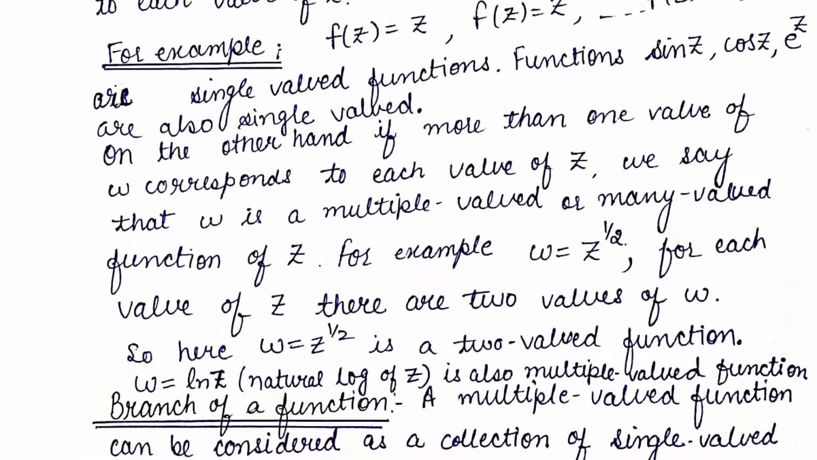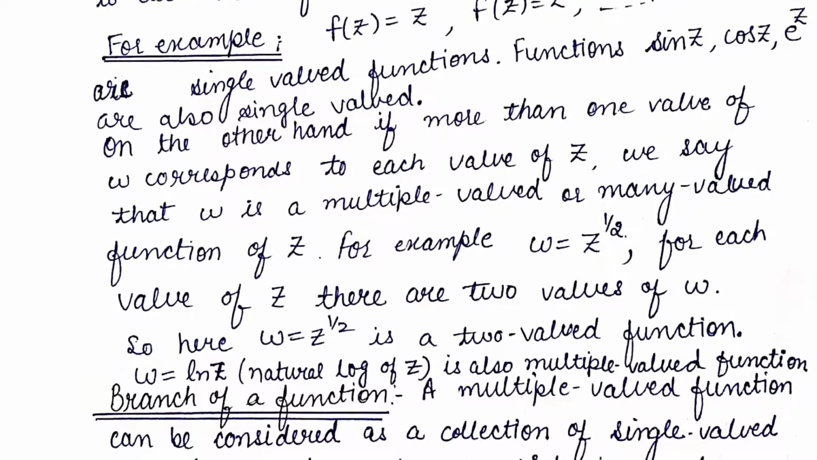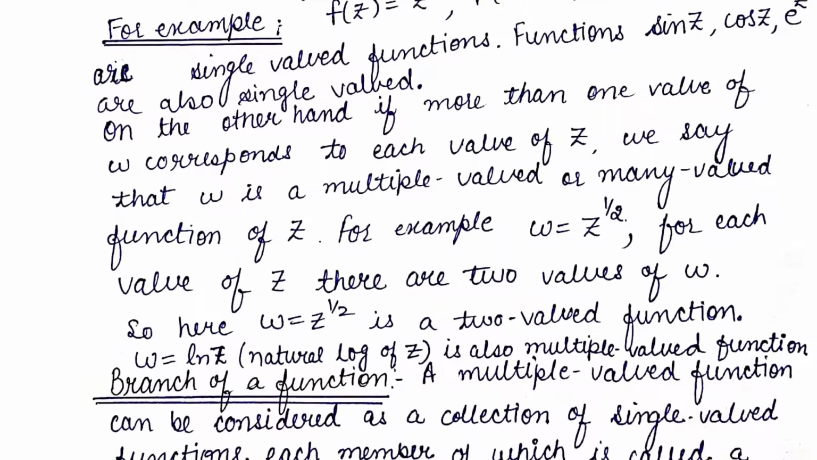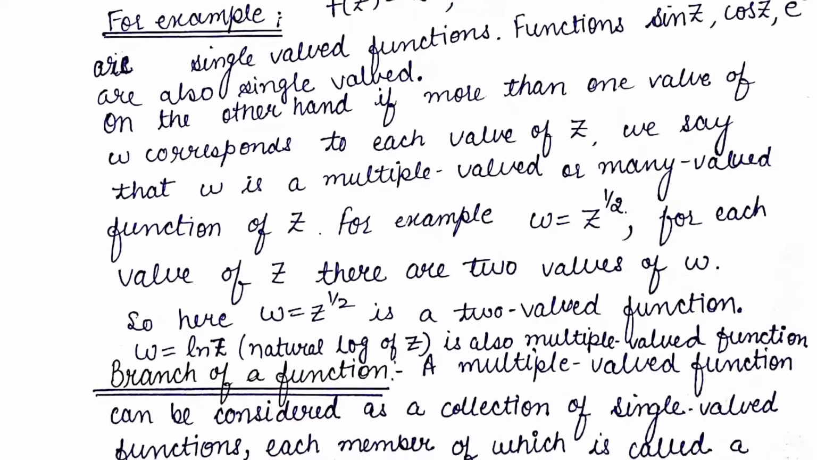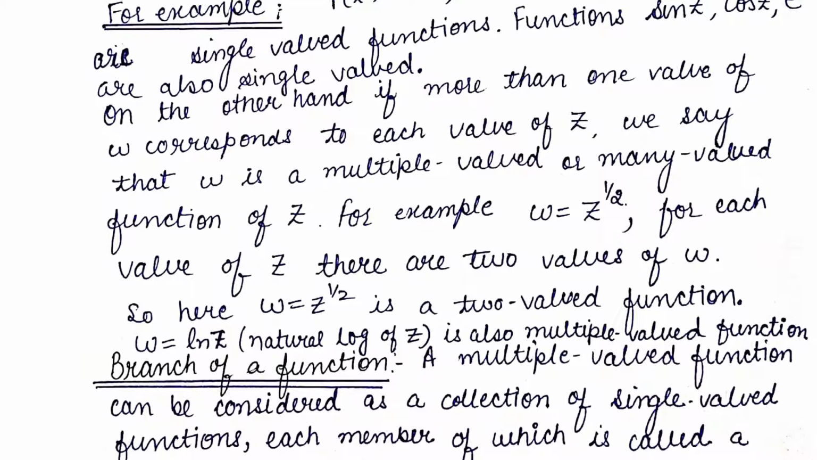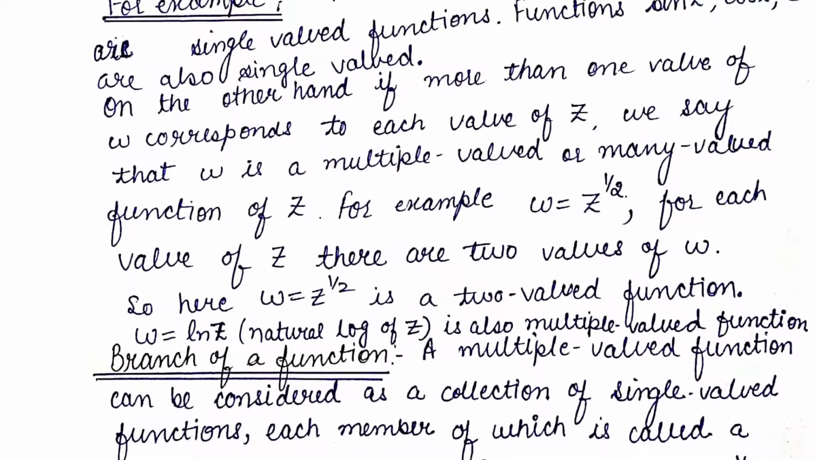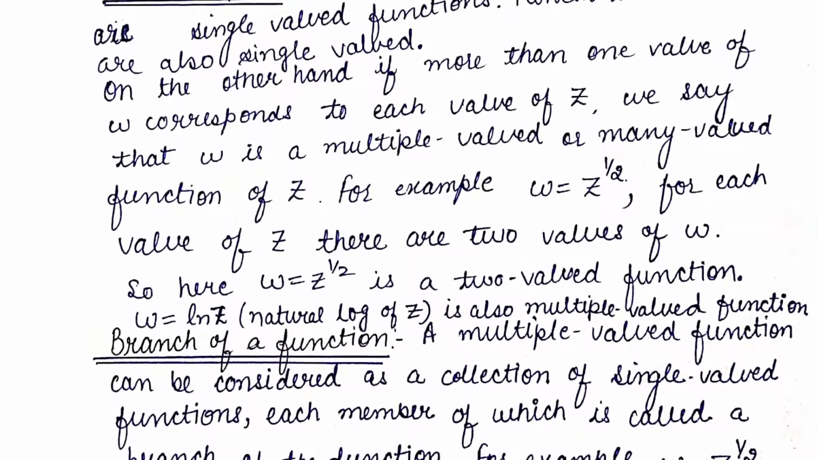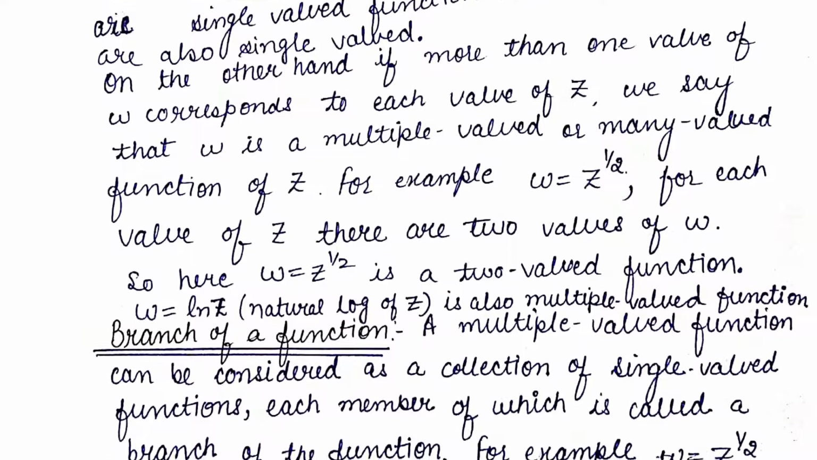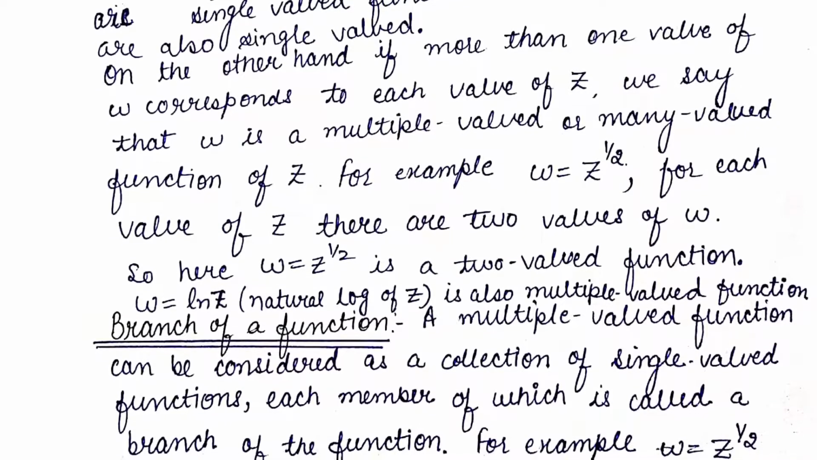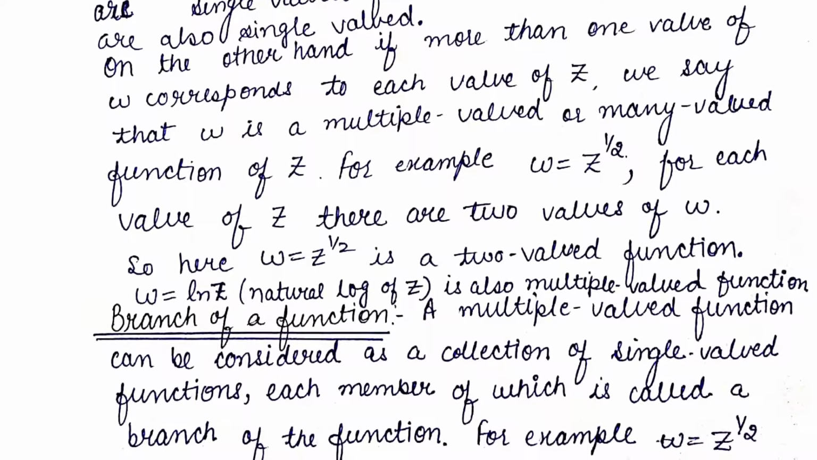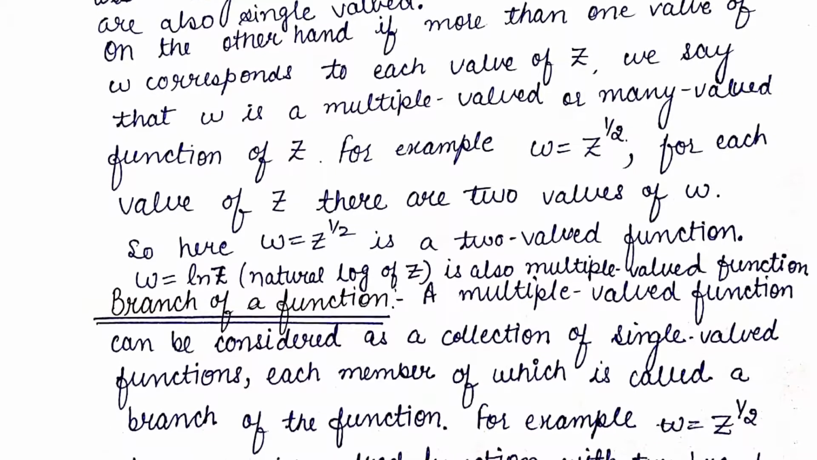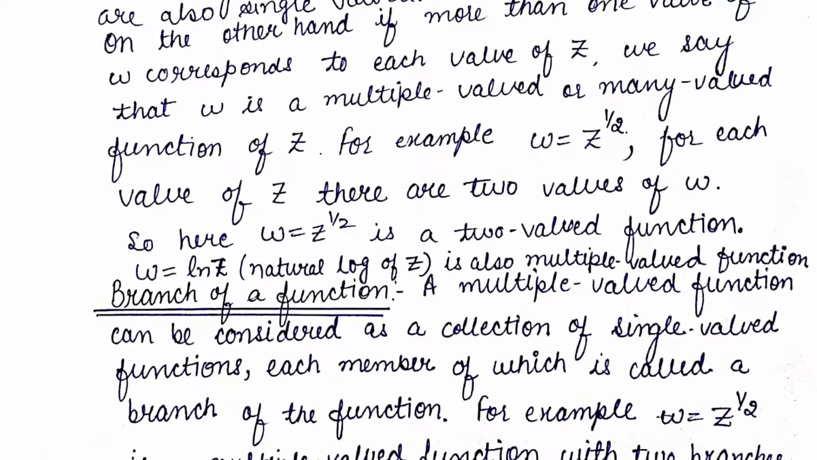Similarly, w is equal to z raised to power 1/5 is a multiple valued function, and z raised to power 1/n is also a multiple valued function, and corresponding to each value of z you will get n values of w. So now what is a branch of a function? A multiple valued function can be considered as a collection of single valued functions, and each member of which is called a branch of the function.